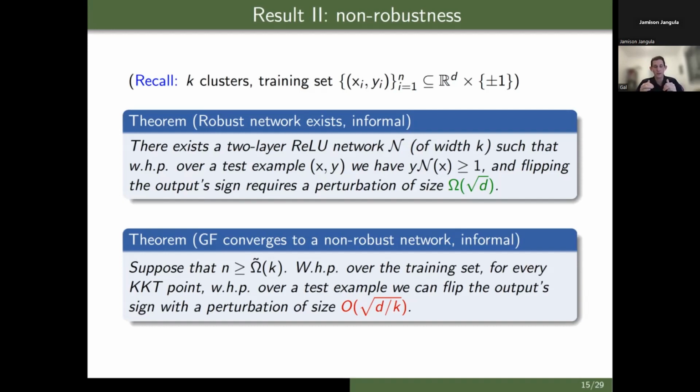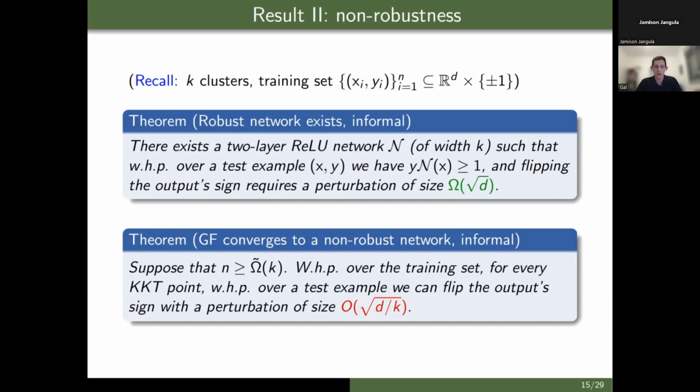Now, in the second theorem, we will show that although such robust networks exist, we will not converge to them because of the implicit bias. And more specifically, we show that every KKT point, namely every point that gradient flow can actually converge to, is such that if we choose a test example, then we can flip the sign of the output with a perturbation of size O of square root d over k.